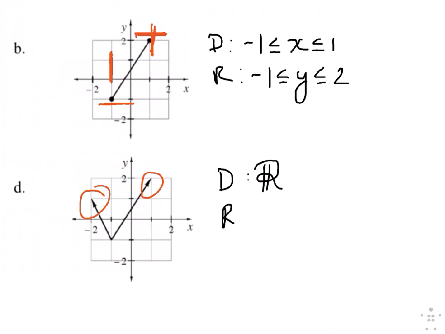for the range, right, let's look at the range. It goes from here, from negative 1, and it goes up, right, forever, right? So the range is y is greater than or equal to negative 1.